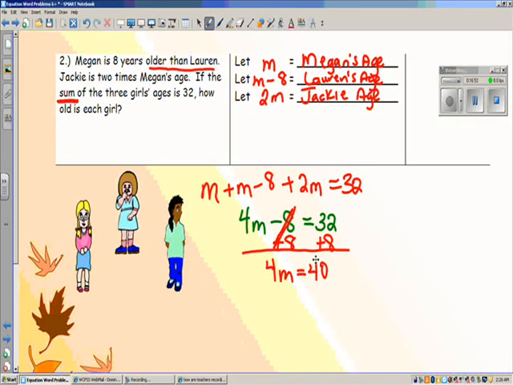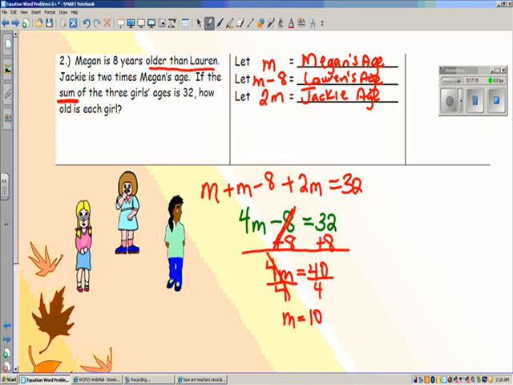Okay, so now this says 4 times M equals 40. Inverse operation, we'll divide. What are we trying to get rid of? 4. So we're going to divide both sides by 4. Remember that fraction bar means we're dividing. So M is equal to, how many times does 4 go into 40? 10.